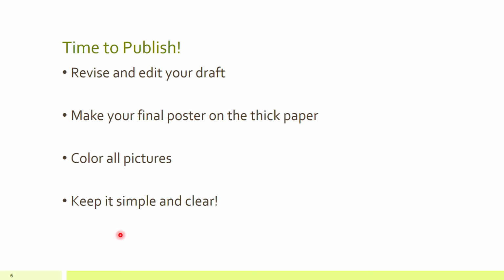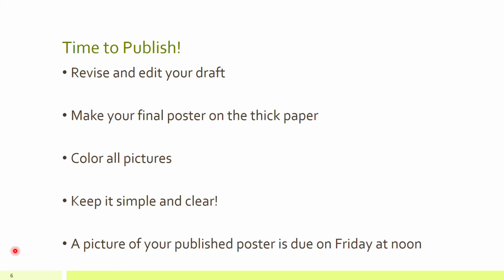This is one of the biggest things that I want you to work on. Make sure that your poster does not have too many pictures or too many words. Lastly, you are going to take a picture of your final poster and you need to put it in your OneDrive assignment folder on Friday by noon. That gives you 2 days to work on this poster. Make sure to take your time and make sure that it looks excellent.